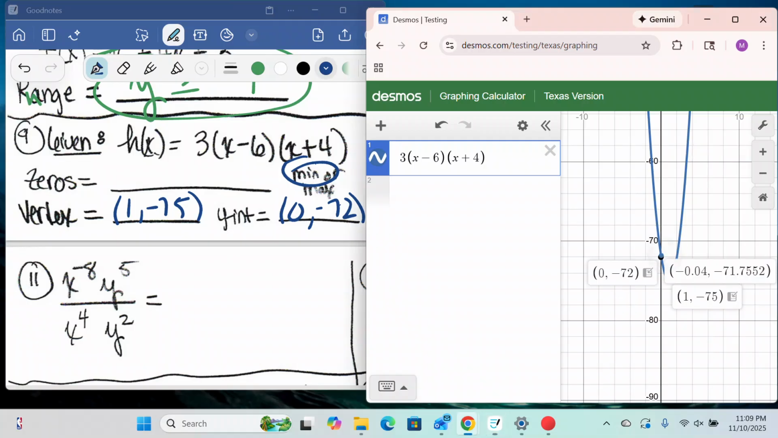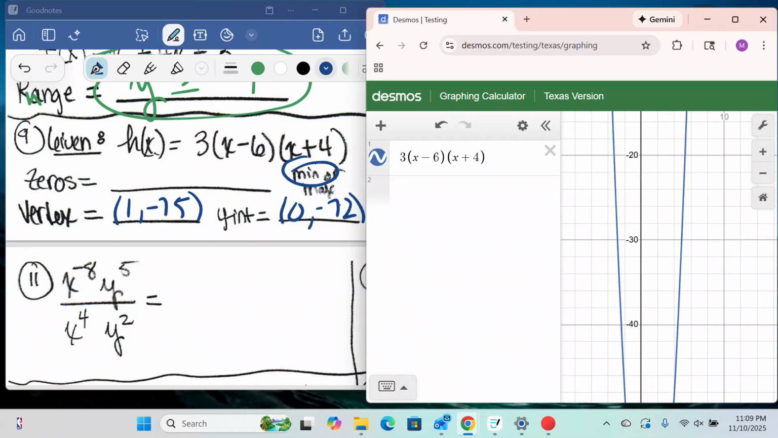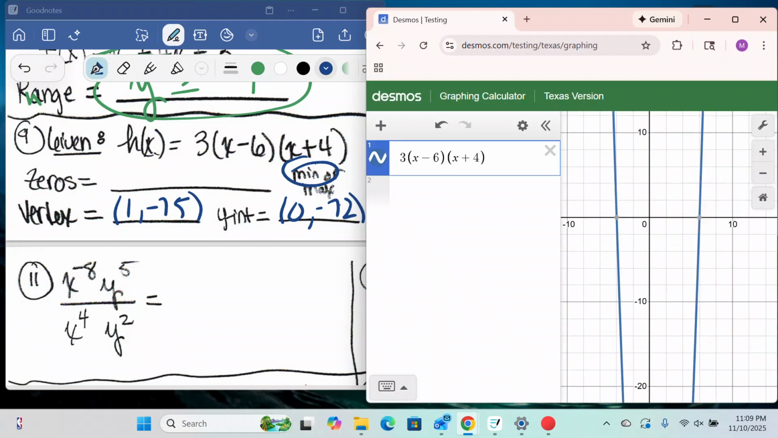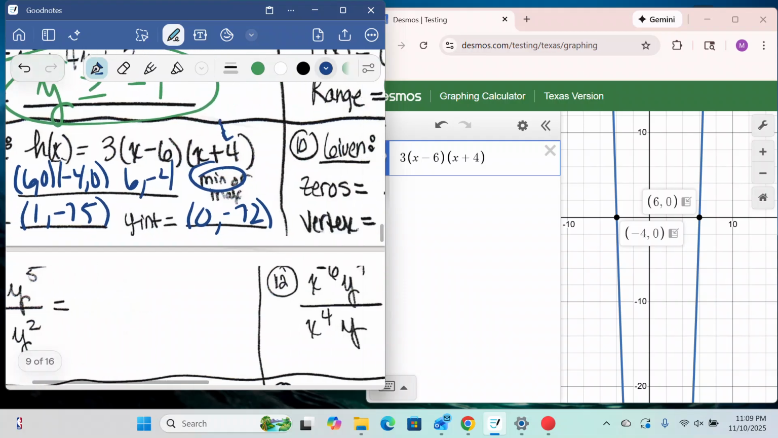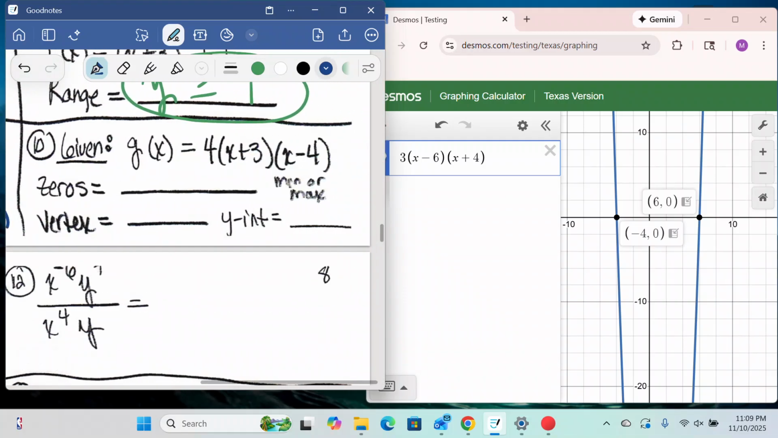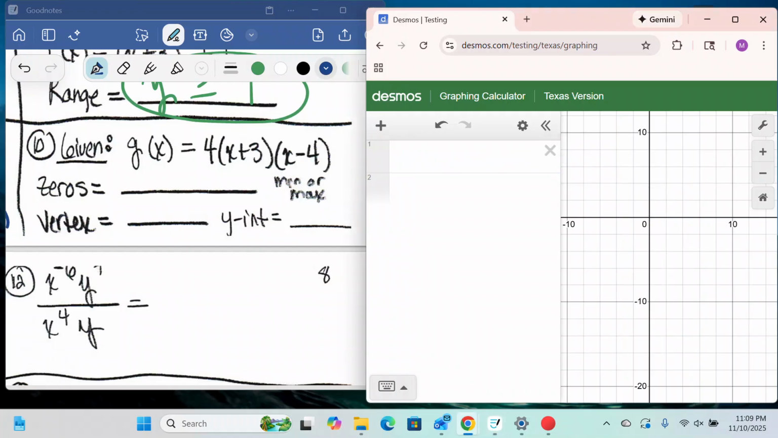And my zeros, all I have to do is find them. I scroll up all the way to find my x-intercepts, which are right here. There's one, and there's another one right there. So my zeros are 6, comma 0 and negative 4, comma 0. That's my x-intercepts, and my zeros are 6, negative 4. Same exact thing. So once again, if you want to try number 10, pause it and try it out.